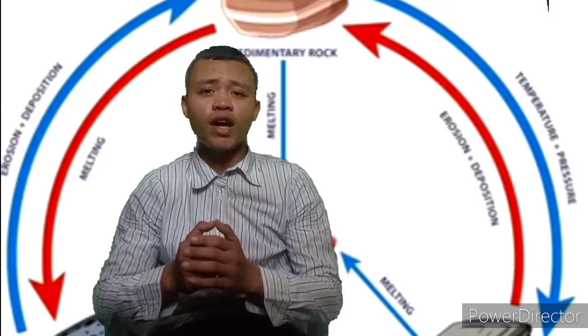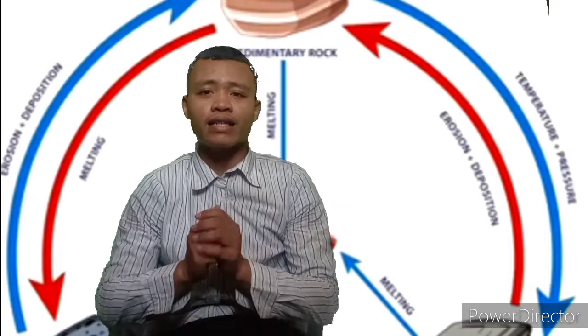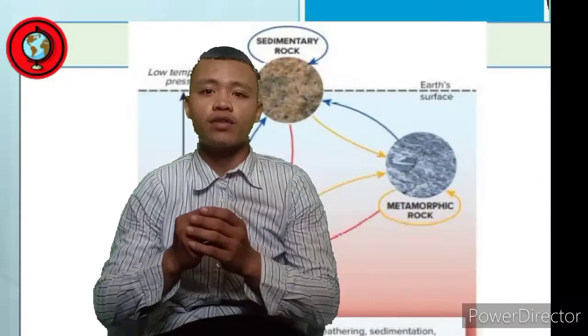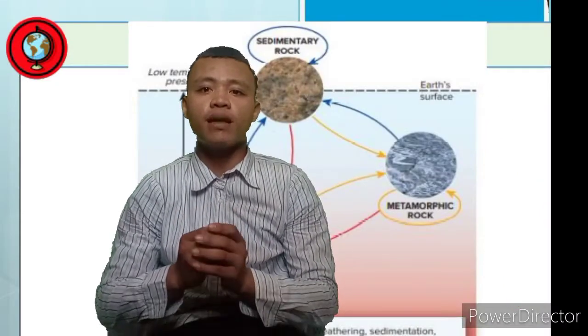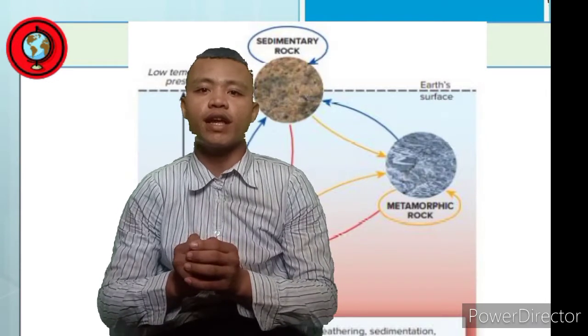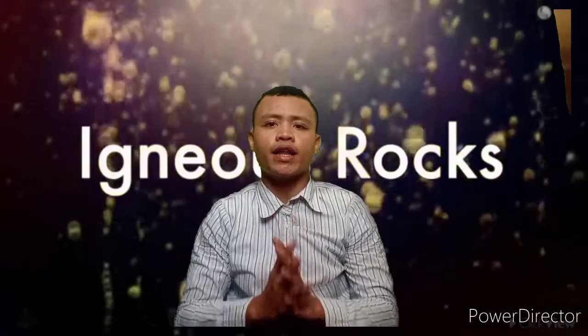Now, there are three major rock classifications. The first is igneous rock, the second is metamorphic rock, and the third is sedimentary rock. Now, we know first the igneous rock.